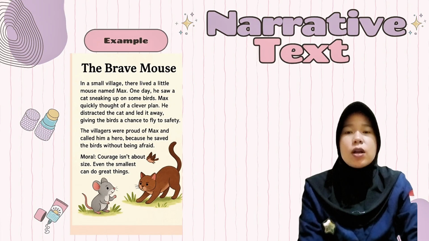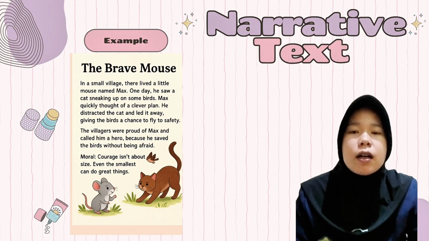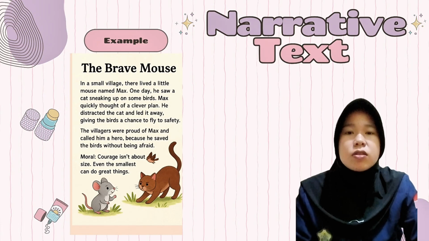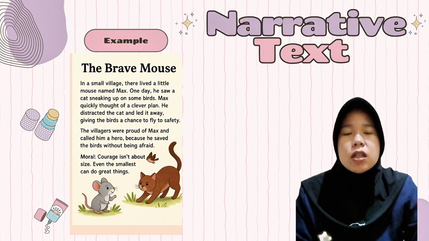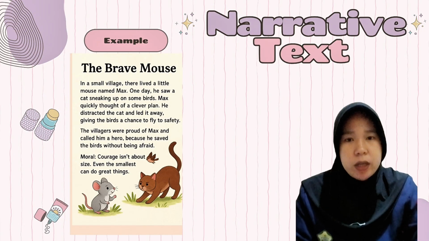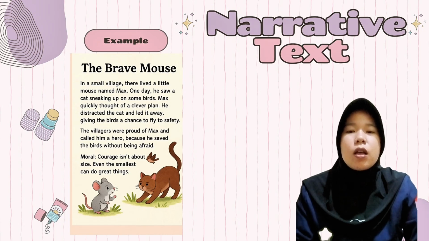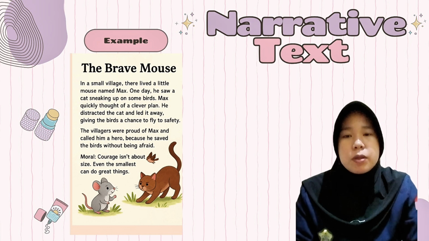The complication starts from the sentence: One day, he saw a cat sneaking up on some birds. This is the start of the problem in the story because the birds are in danger. The story continues with Max quickly thinking of a clear plan. He distracted the cat and led it away, giving the birds a chance to fly to safety. This shows how Max tried to face the problem.